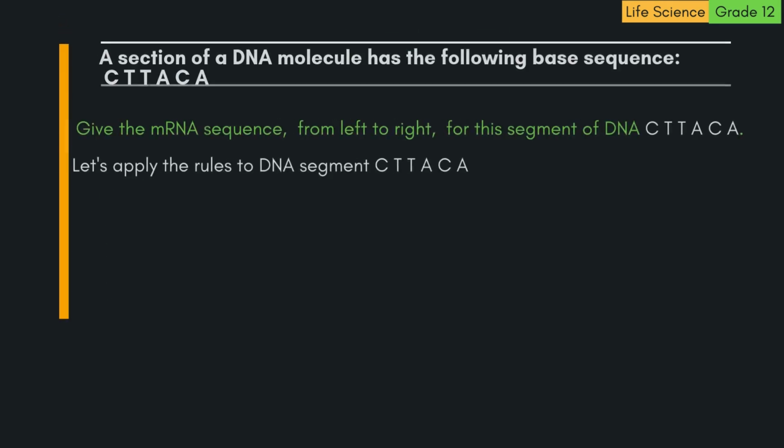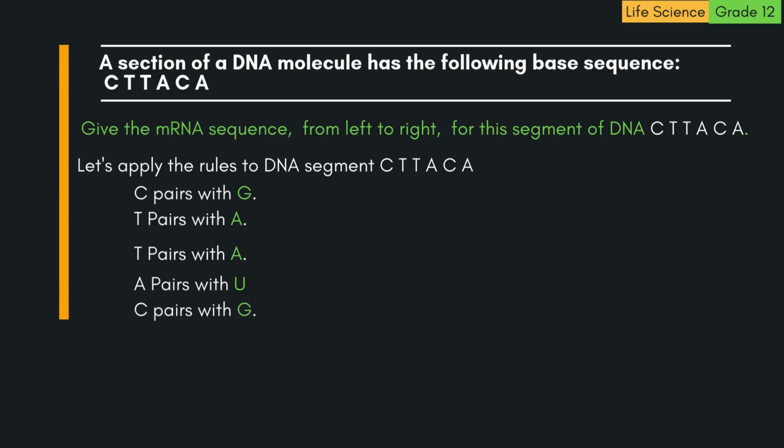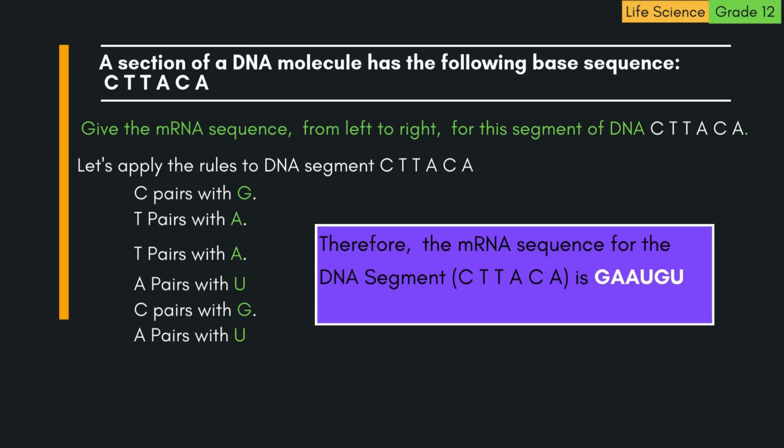Let's apply the rules to DNA segment C, T, T, A, C, A. C pairs with G. T pairs with A. T pairs with A. A pairs with U. C pairs with G. A pairs with U. Therefore, the mRNA sequence for the DNA segment C, T, T, A, C, A is G, A, A, U, G, U.